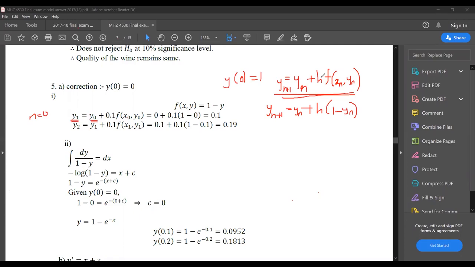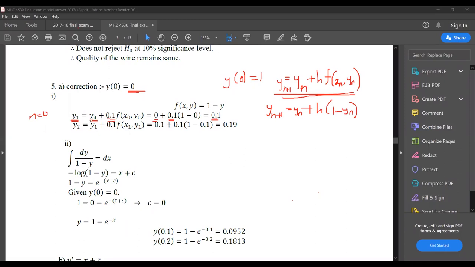h is our stepping size, right? We are stepping by 0.1. So that is 0.1. They have simply substituted 0 for n. They have changed the condition, right? That's why y0 is 0 plus 0.1 into 1 minus 0. This 1 minus y0 value is 1 after solving. So we are getting 0.1, right?